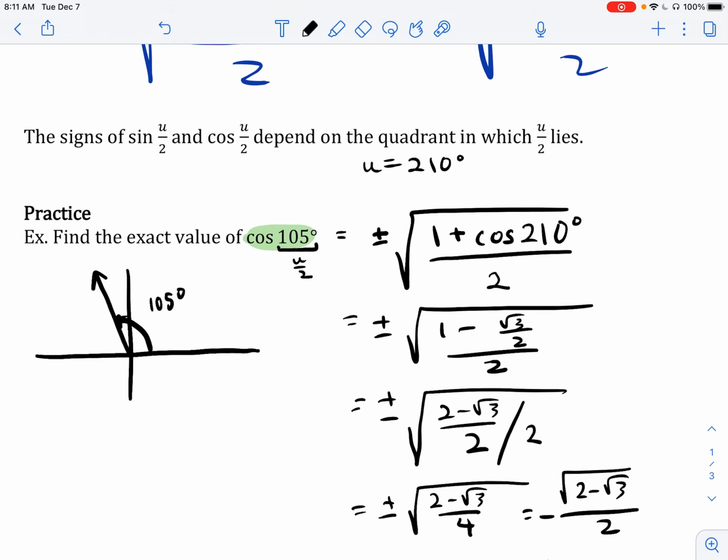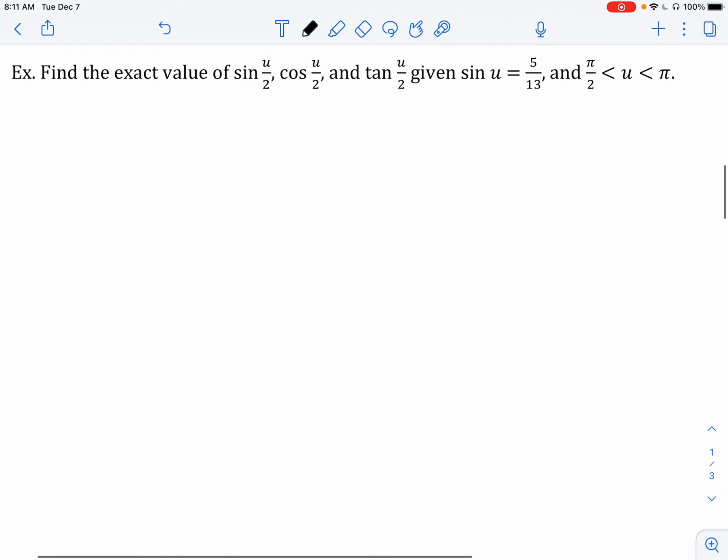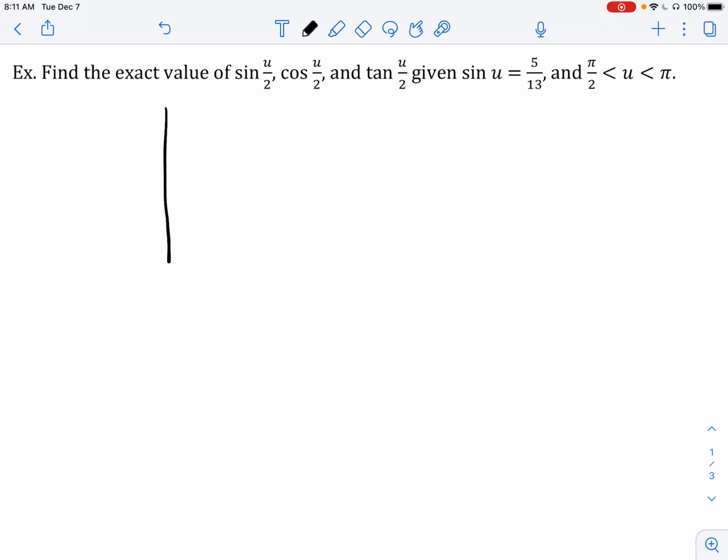All right, let's try one more example of this, something kind of similar here. We're told in this next problem that sine of u is 5 over 13, and angle u is in quadrant 2 because it's between pi over 2 and pi. Well, we don't know exactly what u is. We'd have to use inverse trig functions to figure that out, but what we do know based on our information is that angle u is in quadrant 2.